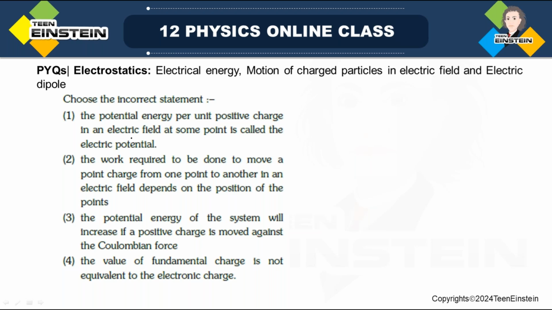Okay, so let us start our discussions with this question shown in the screen. So the first question says choose the incorrect statement. First statement says the potential energy per unit positive charge in an electric field at some point is called the electric potential. That is very true. Okay, so potential energy per unit positive charge, it is very true.